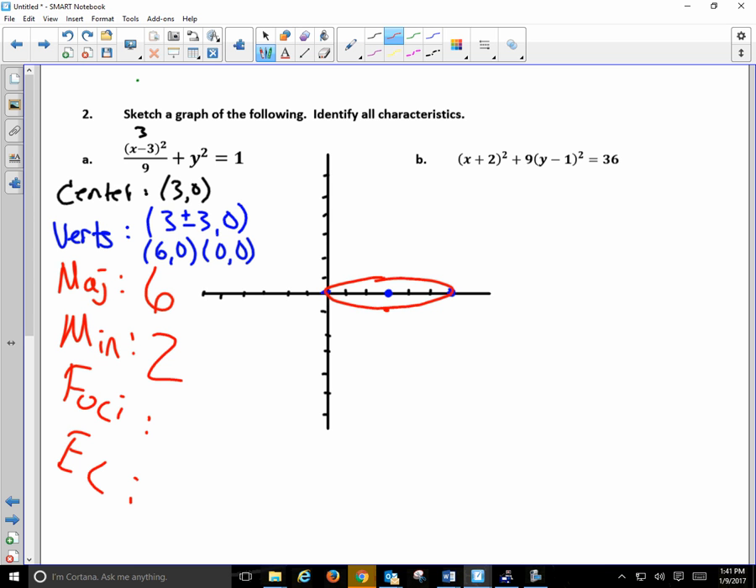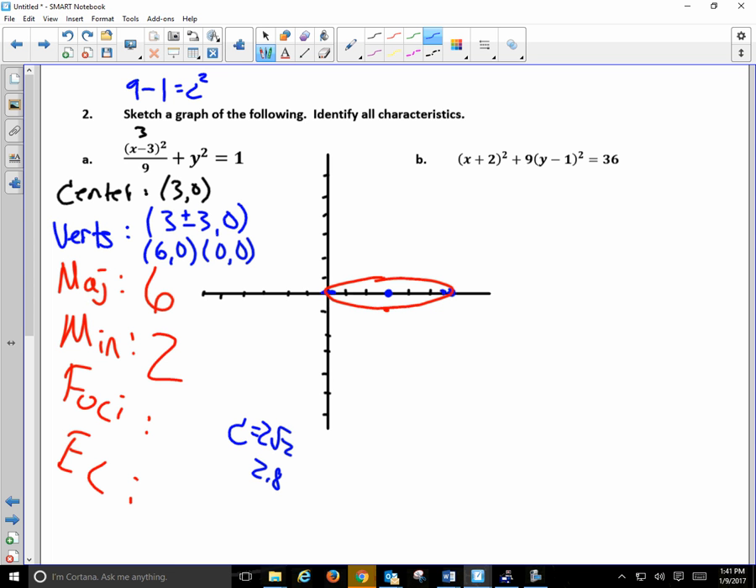Foci, I have to do a squared minus b squared. What's a squared? Minus b squared. So I get the square root of 8, which is 2 roots of 2. So c is equal to 2 roots of 2, which is about 2.8. So I'm going to go 2.8 units in each direction. You see the foci are almost all the way out to the edges. That's what happens when you move the foci towards the edges: you get a more stretched ellipse.